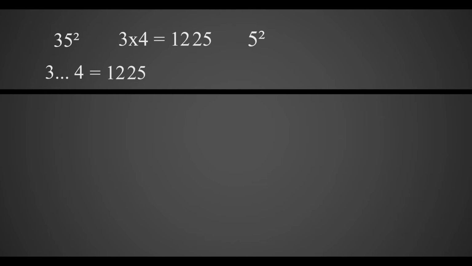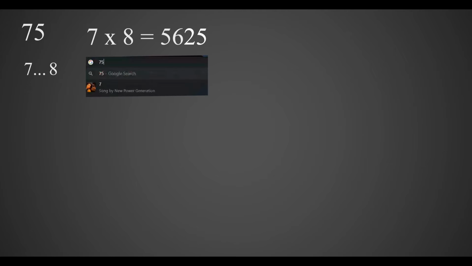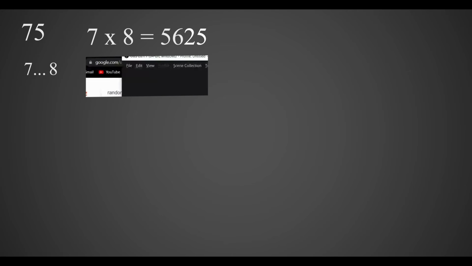Now we can just try an example. Let's say we have the number 75. The number that comes after 7 is 8, so we need to multiply those two numbers together to get 56, and then we have to attach a 25 to the end to get 5625. And now if we check our answer, over here, 75 times 75 is equal to 5625.